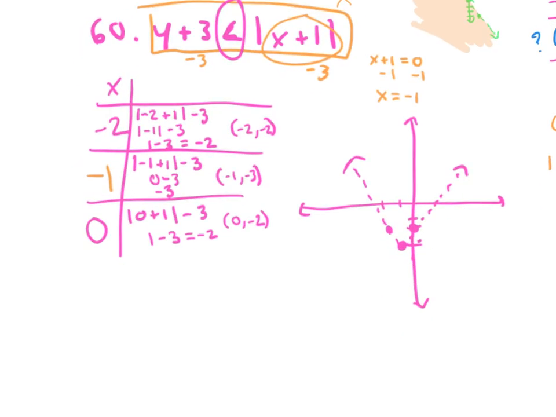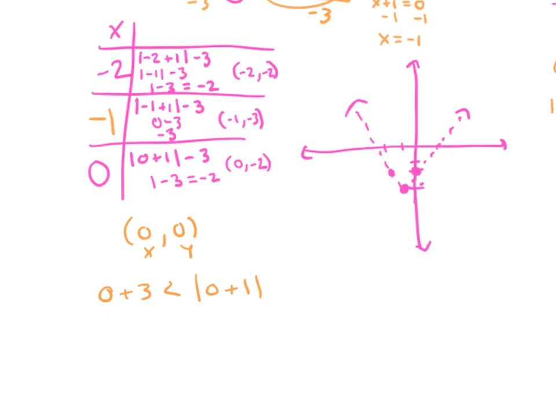We plug in 0, 0. So we're plugging in 0 for x and 0 for y. So we have 0 plus 3 is less than the absolute value of 0 plus 1. So 3 is less than 1. Is 3 less than 1? No. Doesn't work. So where are we going to shade? Inside the V or outside the V? Outside. Since 0, 0 was inside and it didn't work, we shade outside.